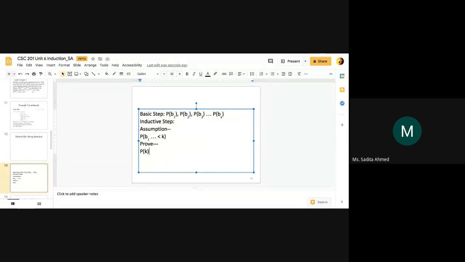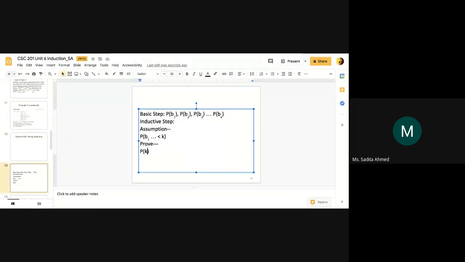Depending on your problem, whichever is easier. If I do something like this, I'm talking about strong induction. In strong induction, if we assume that the statement is true for a range of values, covering b1 until k, then we have to prove it for the next integer, which is k plus 1. If we say in the assumption that the statement is true for all values less than k, then we have to prove that the statement is true for k. Whichever is easier for your problem, do that.